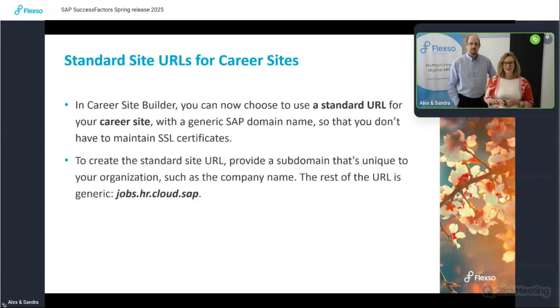Also an update for the standard site URLs for the career site. So within the career site builder, you can now choose to use a standard URL for your career site with a generic SAP domain, so that you don't have to maintain your SSL certificates all the time. And to create this standard site URL, you need to provide a subdomain that's unique to your organization. For example, you can put your company name in there, and the rest of the URL is always generic, and it will be jobs.hr.recruiting.cloud.sap.